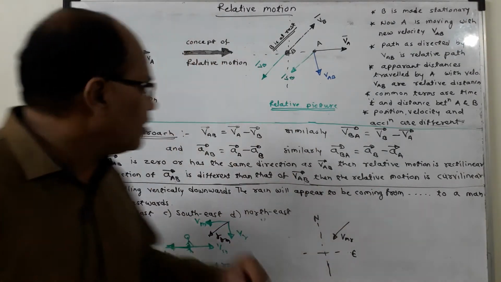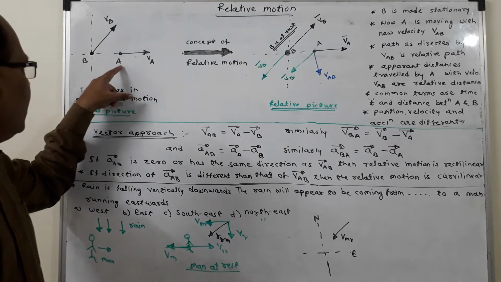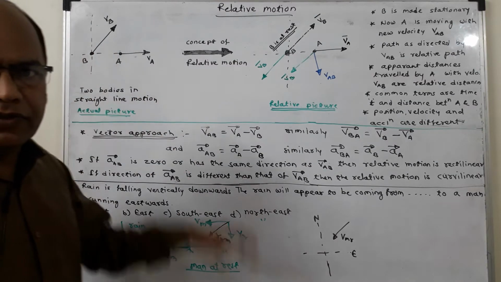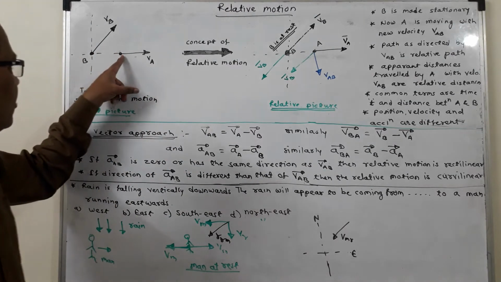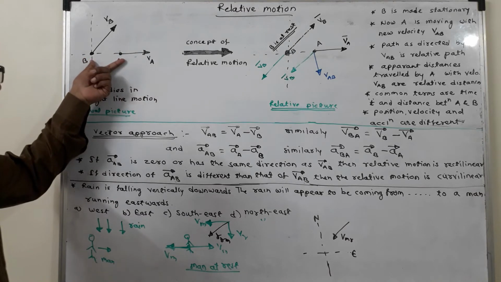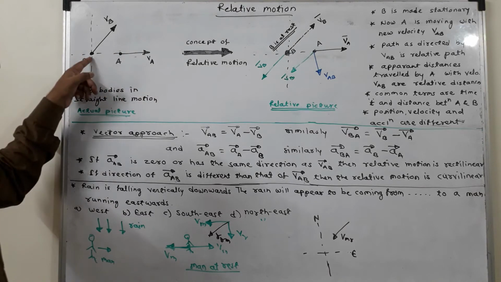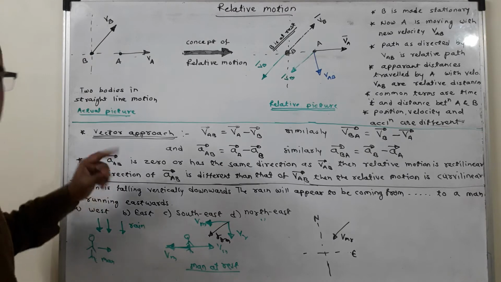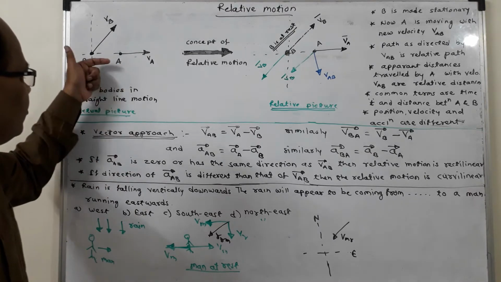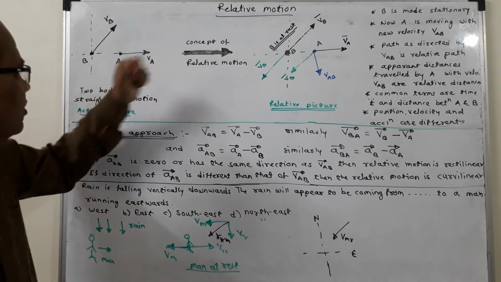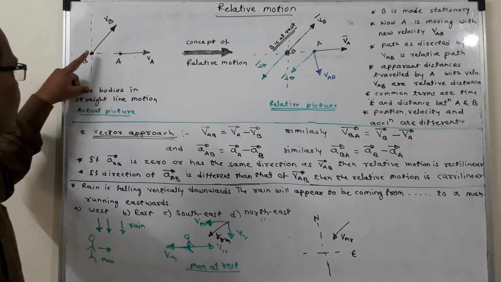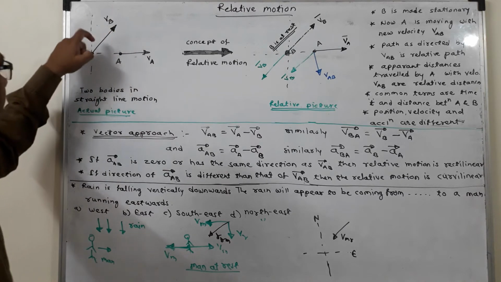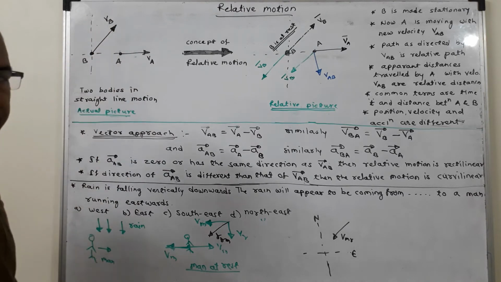In order to explain this concept, I am considering an example of two bodies which are in motion. Let there be two bodies A and B. A is somewhere at a certain distance from the body B, whereas B I am considering at the origin. A is moving towards the right with velocity VA, and B is moving with velocity VB in the inclined direction shown here.